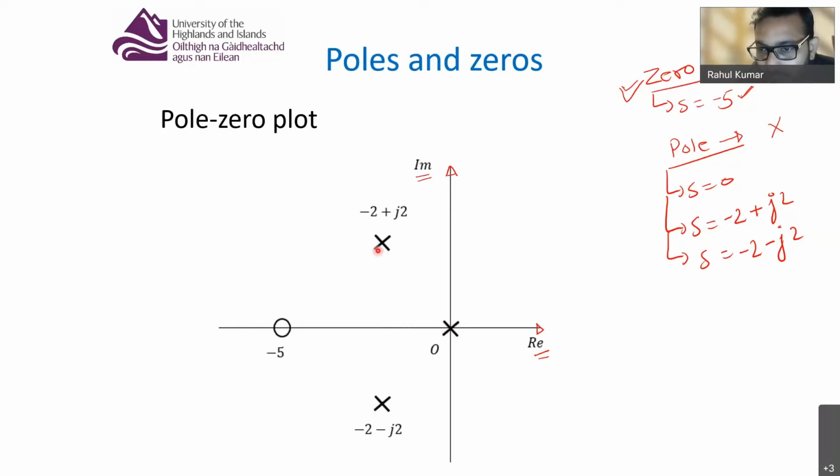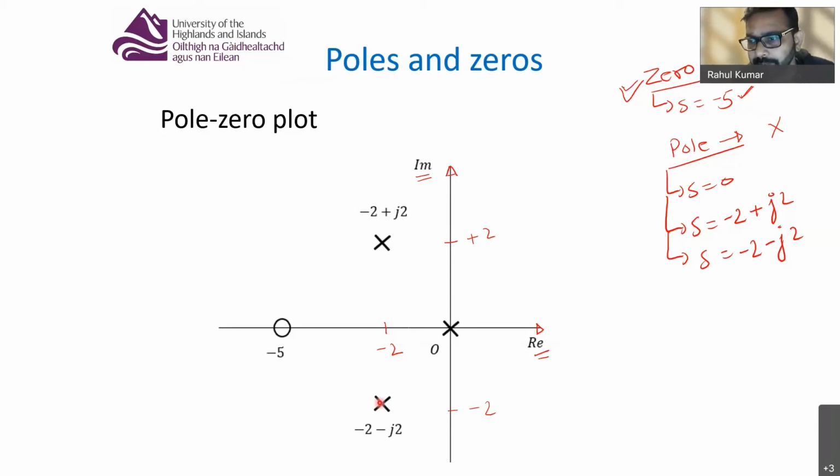So -2 plus j2. Let me just mention that this is -2 on the real axis and this is +2, and let's say this is -2 on the imaginary axis. Okay, so I have put a cross over there. Similarly, -2 minus j2. -2 is here, I'll go down, and -2 on the imaginary axis is here. So I will put a cross over there.